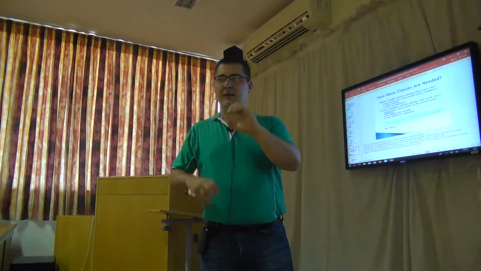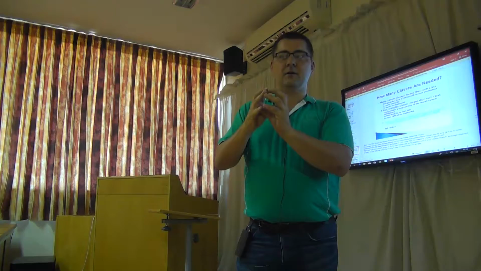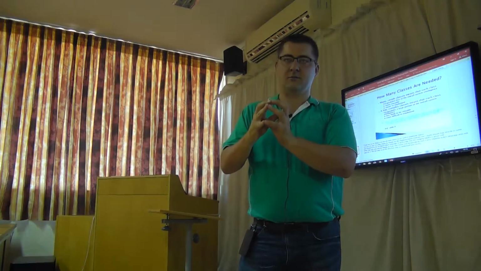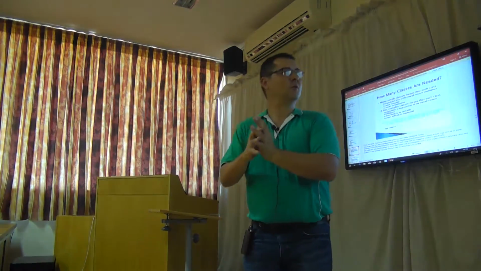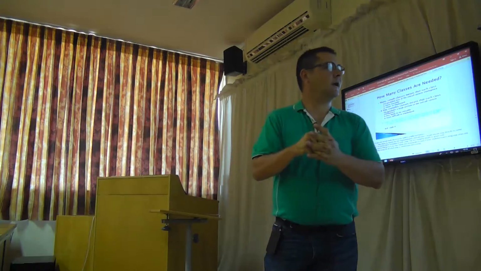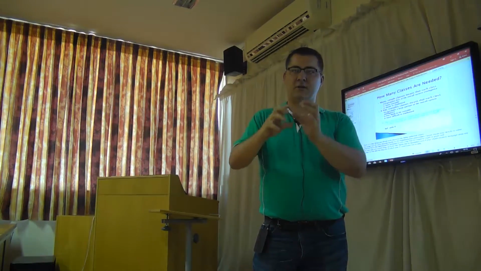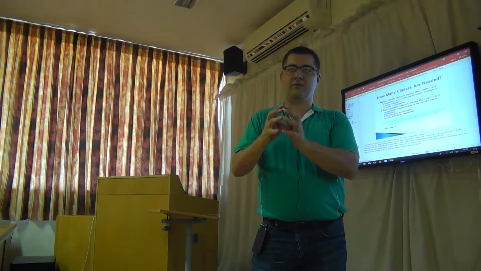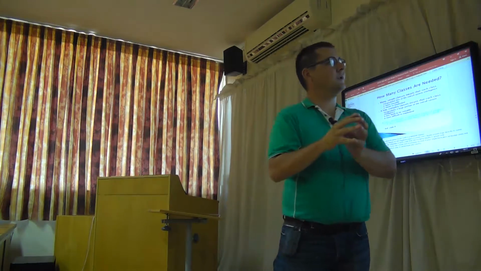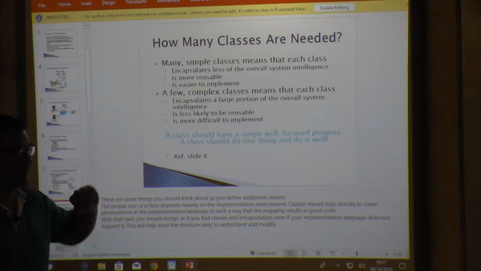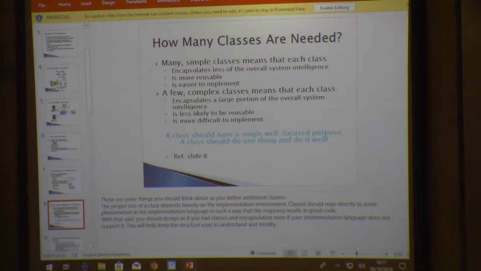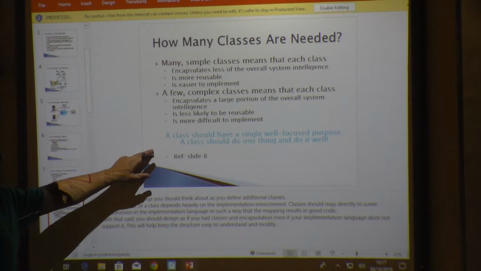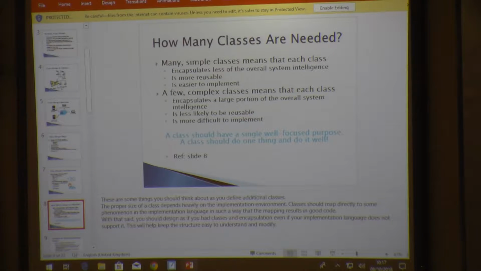Each class will really encapsulate or just cover a smaller portion of your total system. So that's why we are going to have more classes. And it's ultimately more reusable because that class only covers what is needed of it. Okay. Then it makes it easier to implement because you now have a smaller section to write. Okay. Ultimately at the bottom they give us a very good hint there: a class should have a single well-focused purpose, and a class should do one thing and do it well.